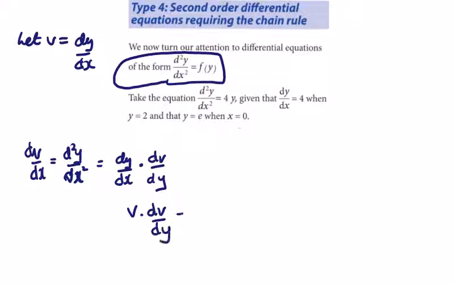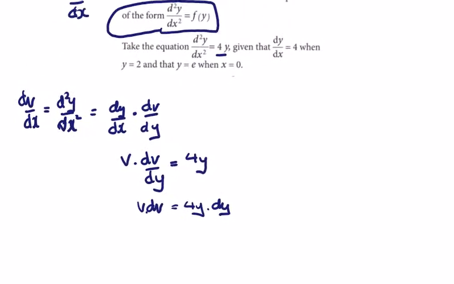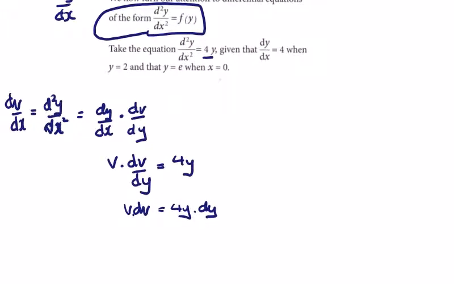And that will be equal to the second derivative, which in our case here is 4y. So you can see now we have v and y. So we have v dv is equal to 4y dy. Let's see, we integrate these and put our values in. We're told dy/dx is 4. Let's put our integrals on first. The integral of v dv is equal to the integral of 4y dy.